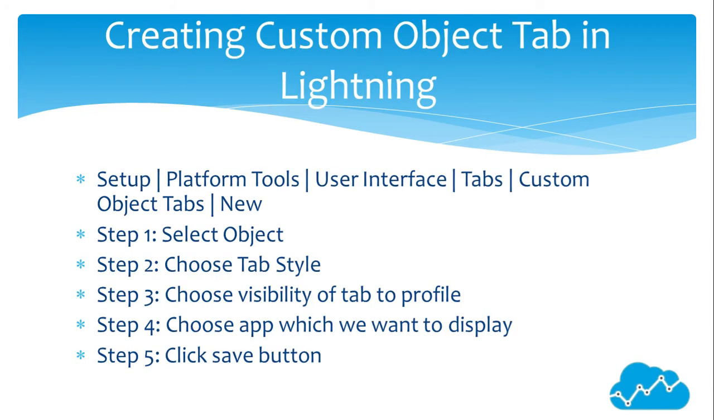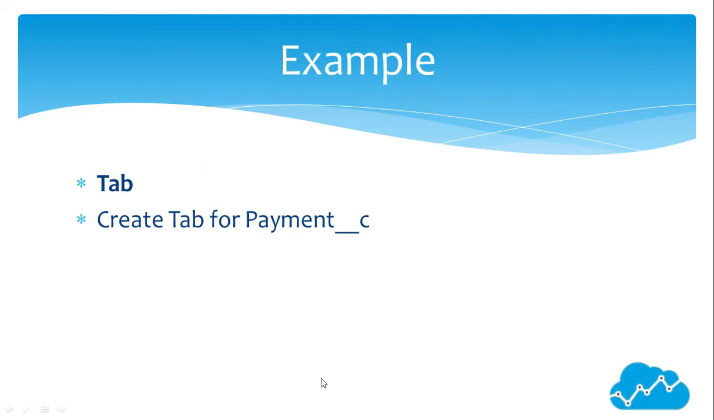Creating a custom object tab in Lightning. First, we have to click on Setup, Platform Tools, User Interface, Tabs, Custom Object Tab, New. Step 1: Select Object. Step 2: Choose Tab Style. Step 3: Choose Visibility of Tab to Profile. Step 4: Choose the app which we want to display. Step 5: Click the Save button. Example: create a tab for payment__c.